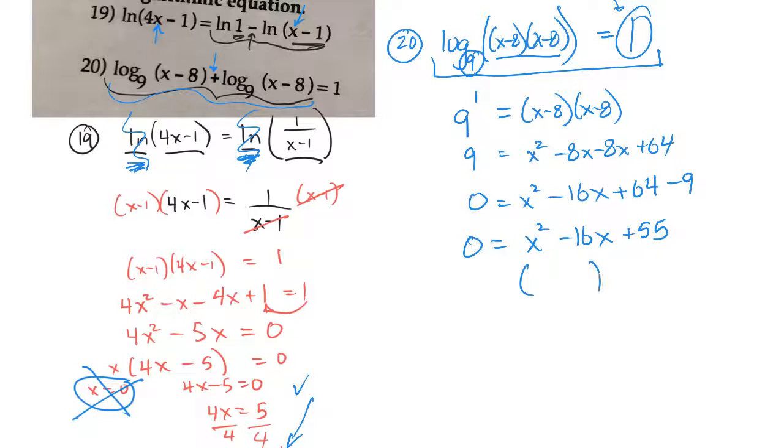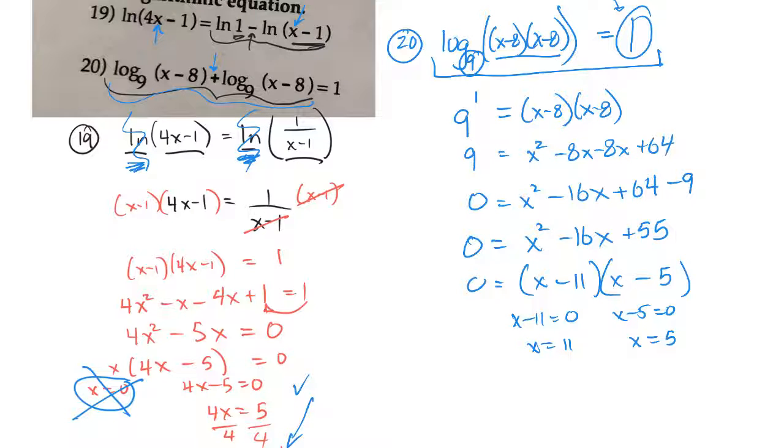So it's a quadratic. I could use the quadratic formula. I could complete the square, or I'm hoping that I can factor it. So x and x, 55 is 11 and 5. Those are my numbers. Minus 11, minus 5. So either x minus 11 is 0, or x minus 5 is 0. So in this case, I get an 11, or I get a 5.